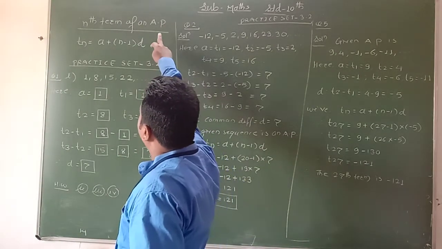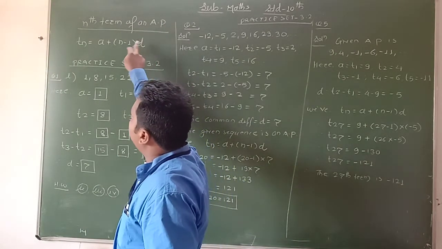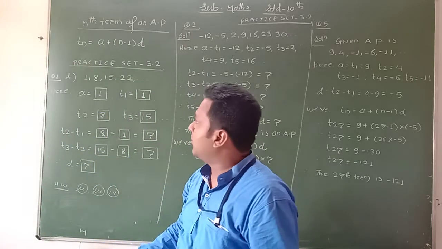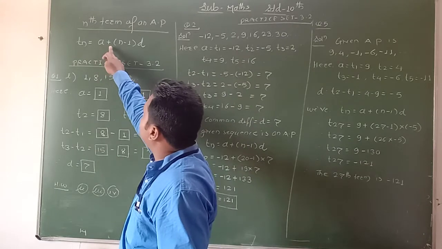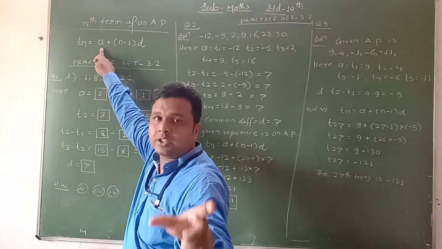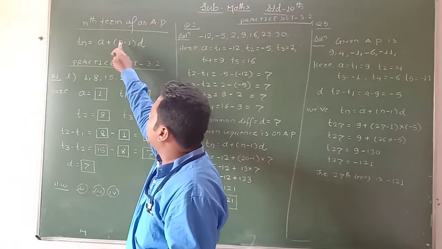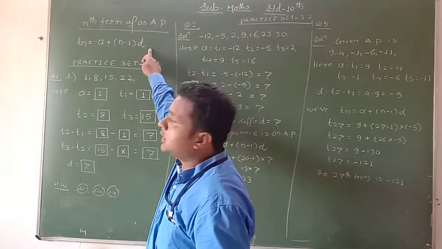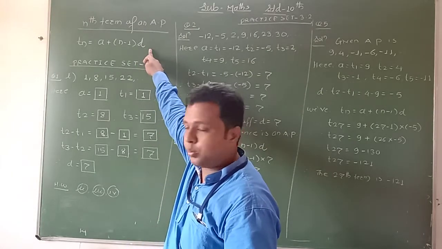The nth term of an arithmetic progression is given by the formula Tn, where Tn represents the nth term, equal to a plus (n minus 1) into d. Here a is the first term of the arithmetic progression, n is the number of the term we have to find out, and d is the common difference for the arithmetic progression.